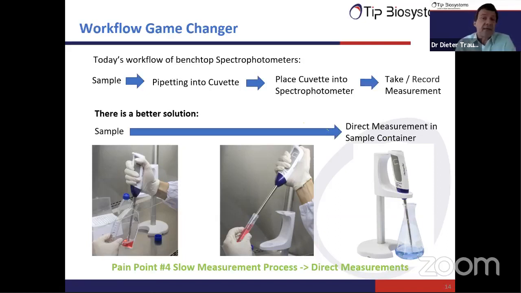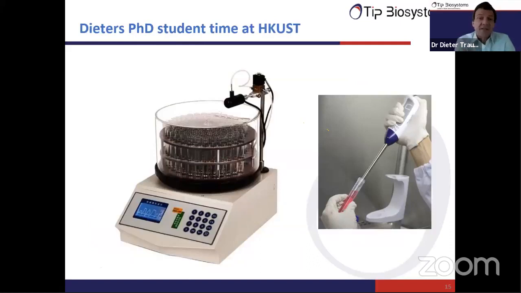Yeah. So let me quickly tell you a little story here. I think it's on this one. So that's my time, Dieter's PhD student time at Hong Kong UST, how we came up with the idea of this Photopette system. Actually, as I was a PhD student in Hong Kong, I did a lot of protein separations using chromatography. And in chromatography, you basically separate proteins by their size or by their charge.